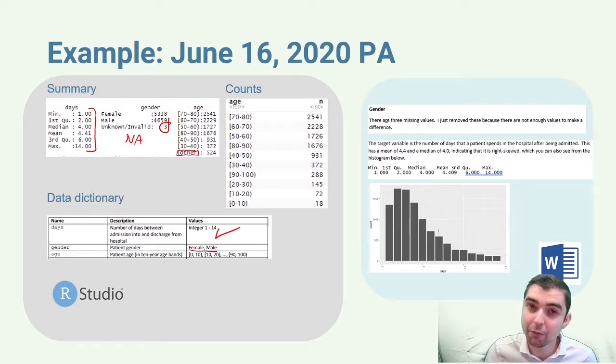And then in the Microsoft Word report, I have to write all of this down. So for gender, I would say there are 3 missing values. I just removed these because there are not enough values to make a difference. And I provide some commentary on the target variable. I say the target variable, which is days, is the number of days the patient has stayed in the hospital after being admitted. This has a mean of 4.4 and a median of 4. Again, I got that from looking at the mean and the median, indicating that it's right skewed, which you can also see from the histogram below.